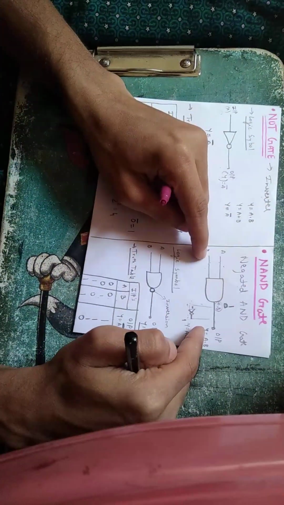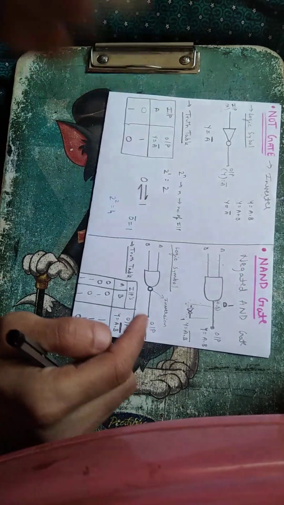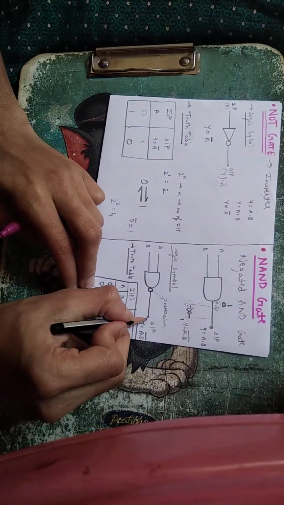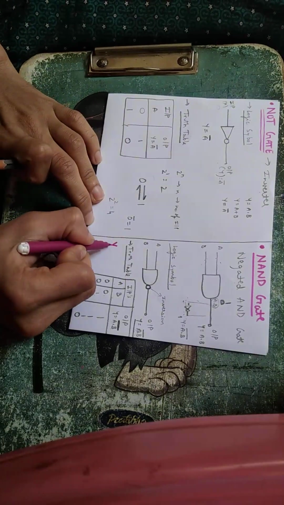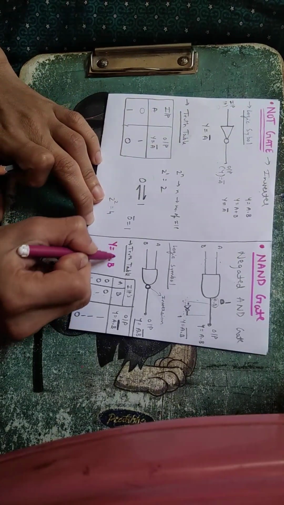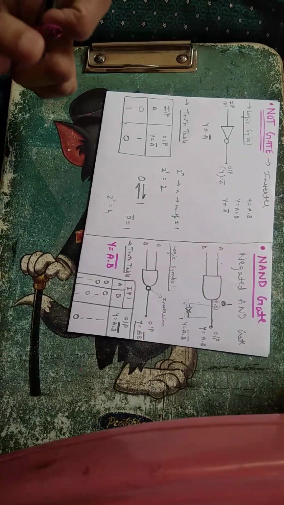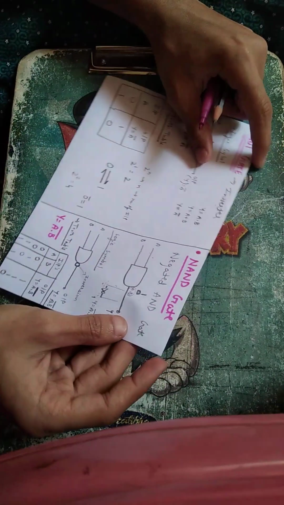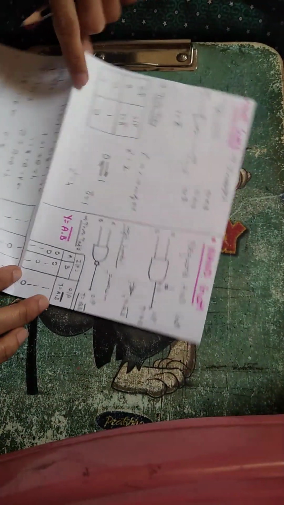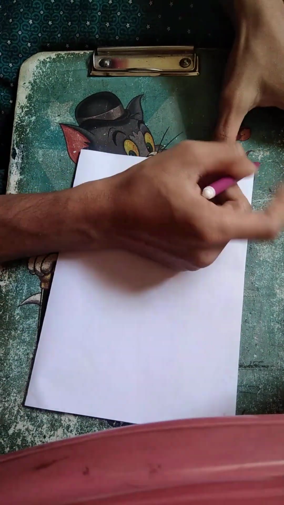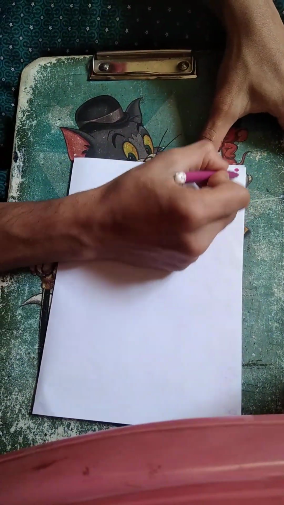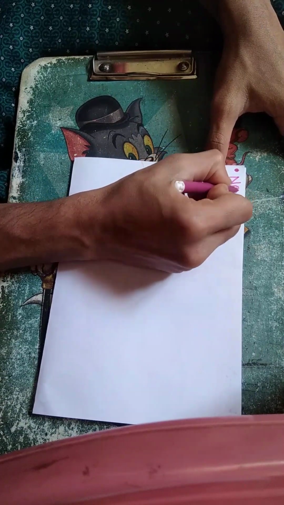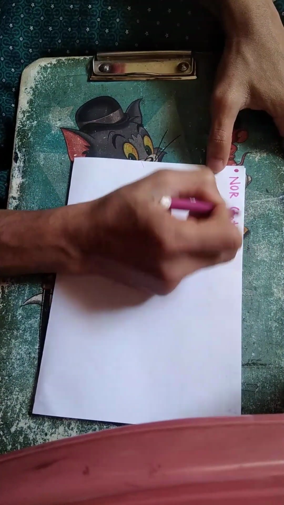So this is the logic symbol, truth table, and the working or equation of the NAND gate. See the equation, (A into B) complement. So now next let's see what the NOR gate is. Yeah, NOR gate. This is the last gate which will be there for now. I'm just telling you what is required, okay?